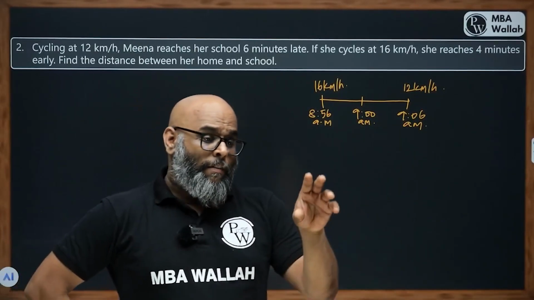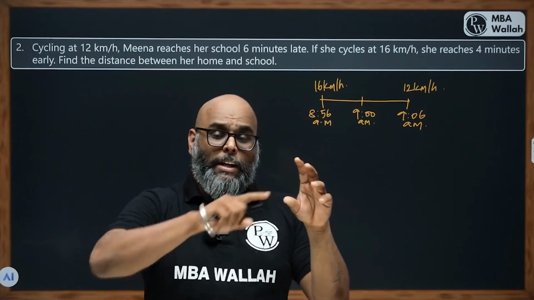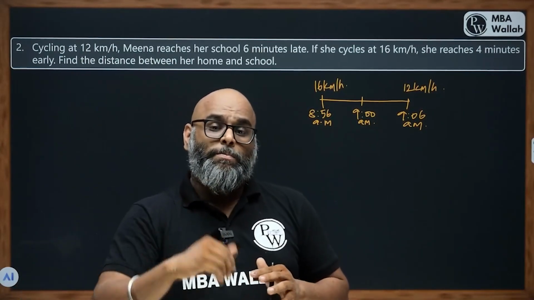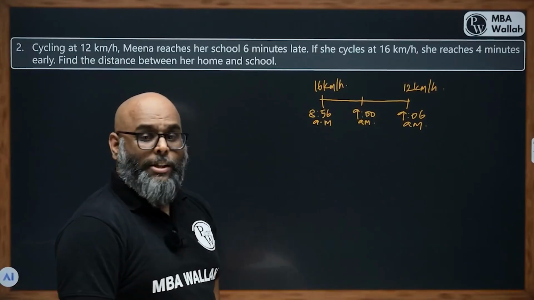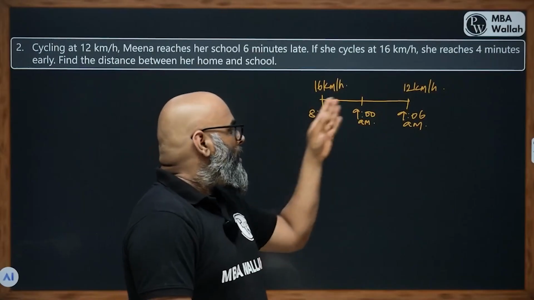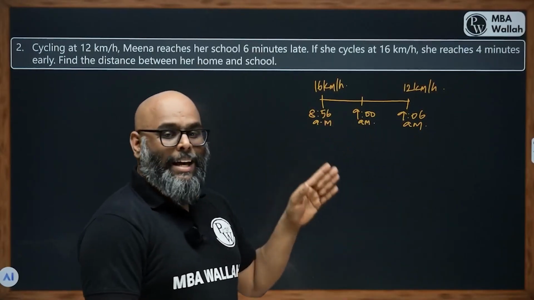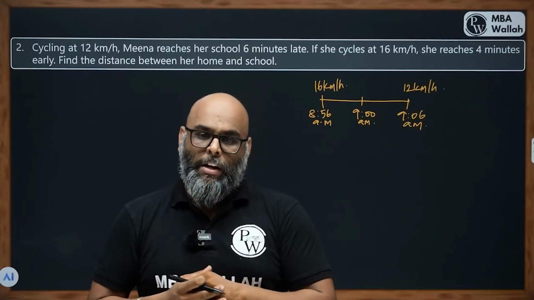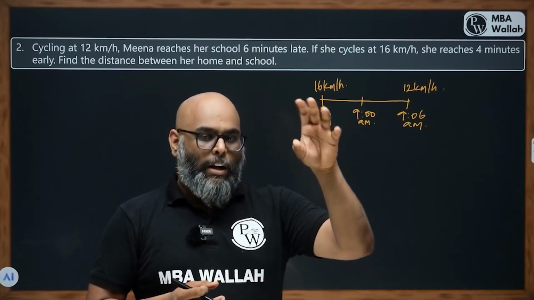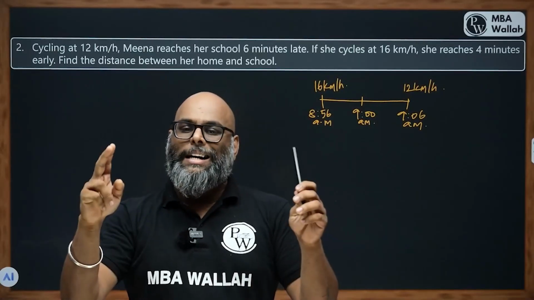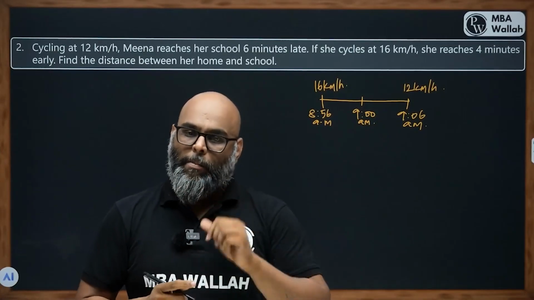Or I can say from 16 kilometers per hour, if she travels at 12 kilometers per hour, she takes 10 minutes more. Instead of reaching at 8:56, she would reach at 9:06, which means she is taking 10 minutes more. Or we can say the difference between their time will be 10 minutes. Time taken to travel at 12 kilometers per hour and then time taken to travel at 16 kilometers per hour, the difference is going to be 10 minutes.